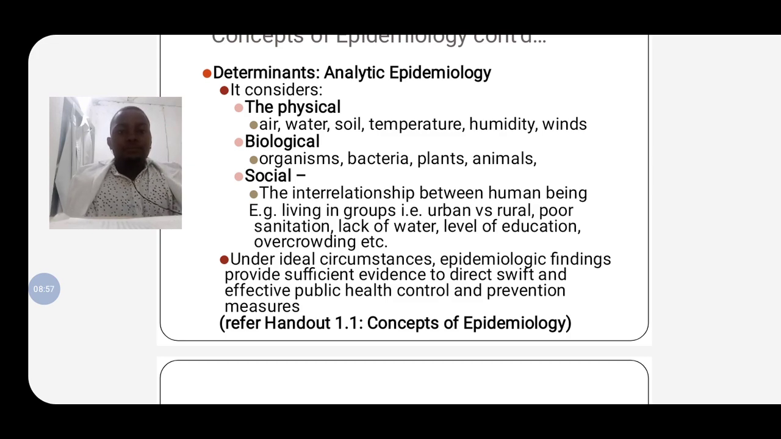Thus, under ideal circumstances, epidemiology provides sufficient evidence to direct swift and effective public health control and prevention measures. So that is what we said about the analytical epidemiology. So if there are any queries, if there is any misunderstanding, please share with us and I will make it clear.